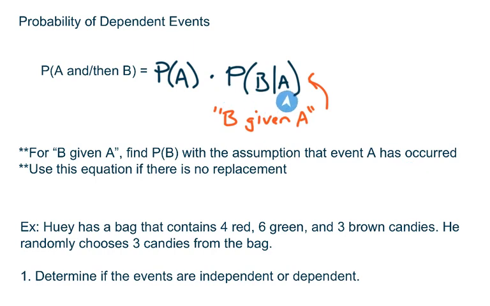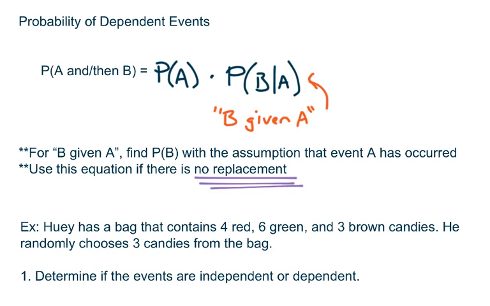Because if A didn't happen, then our probability is going to be 0. There's no way we could get A then B if A didn't happen. So we're going to find the probability of event B happening, whatever it might be, with the assumption that A already did happen. Okay? The key word here with dependent events is no replacement.